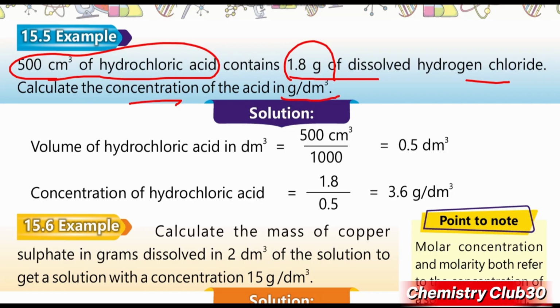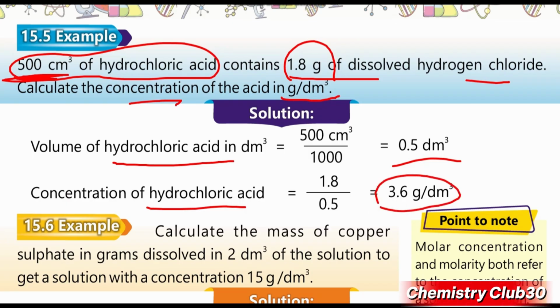So in this case, we will have to convert this unit, which is cm cube, to dm cube. First of all, we will convert this unit to dm cube, and after that we will put data in the formula. So the volume of hydrochloric acid in dm cube will be equal to 500 cm cube divided by 1000, and the answer is 0.5 dm cube. For the concentration of hydrochloric acid, we will use the formula mass of solute divided by volume of solution. So 1.8 gram divided by 0.5 dm cube, the answer will be 3.6 gram per dm cube.